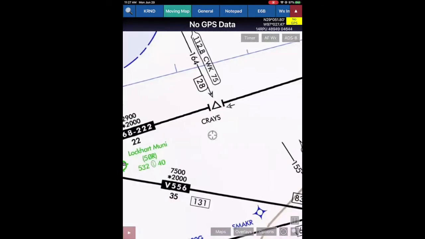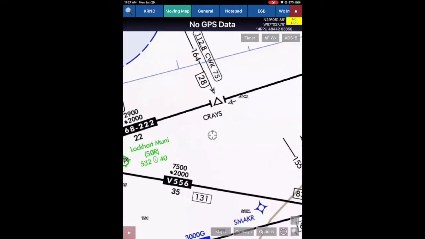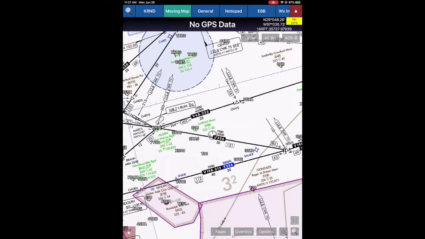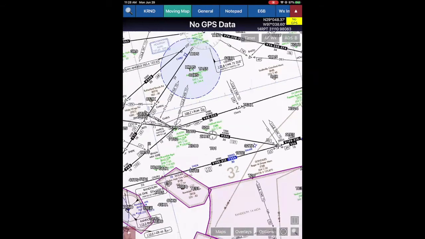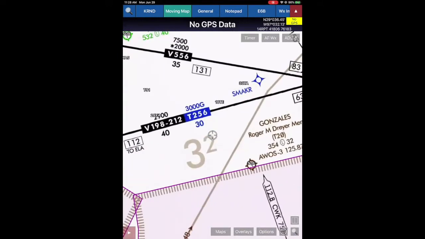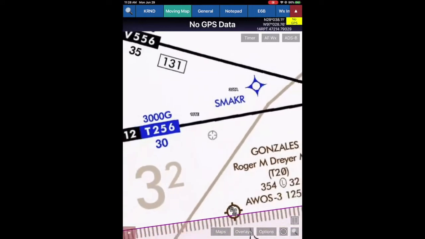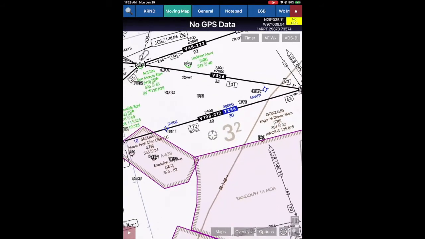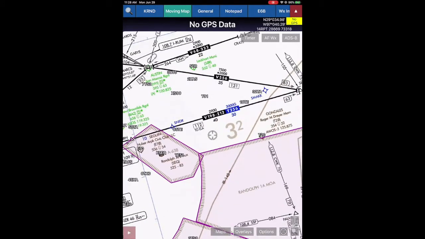Why is there a little triangle right here, something called a craze? How would I define what that is? Why are some numbers in black and these numbers are in blue? It says 3000G, T256, 30. There's even some kind of a point over here, Smaker. That doesn't look like everything else. Why is that blue and everything else is black?